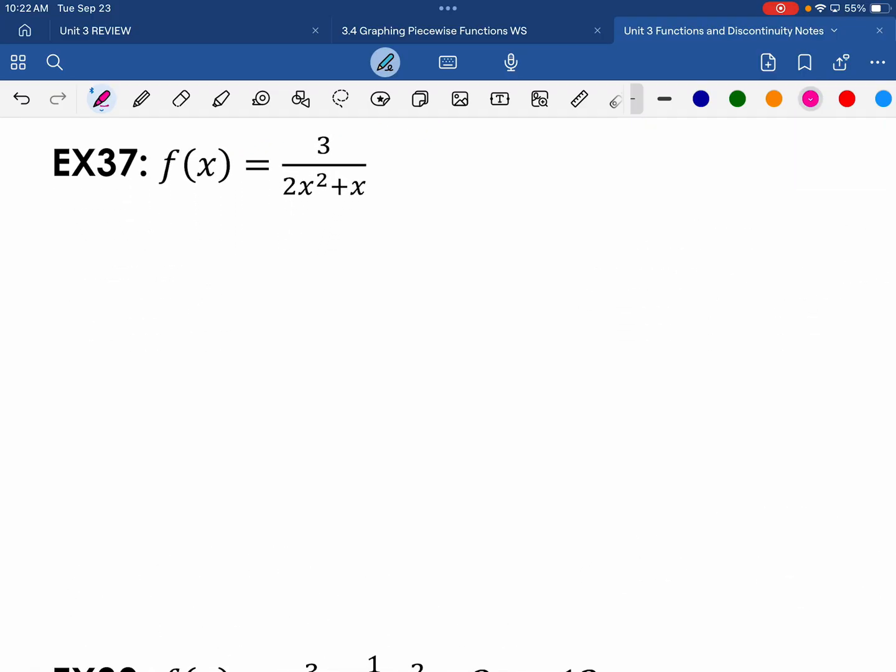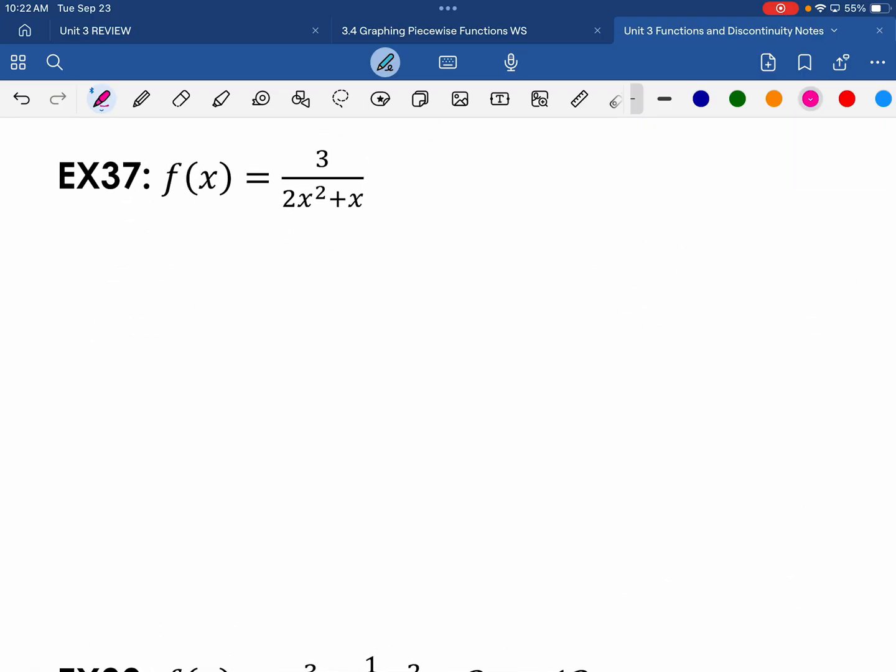Okay, let's go to 37. So 37 is a fraction, so we have to try to factor. What can you take out of the bottom? An x. And I'm left with 2x plus 1. All right, does anything cancel?